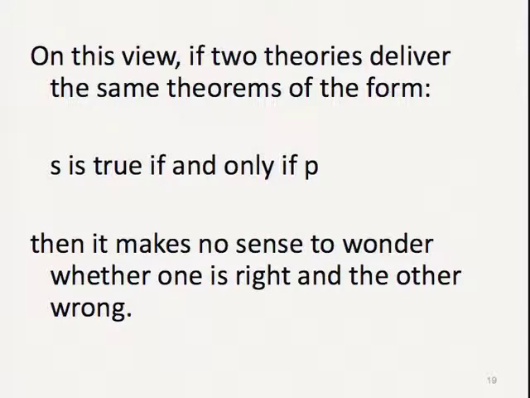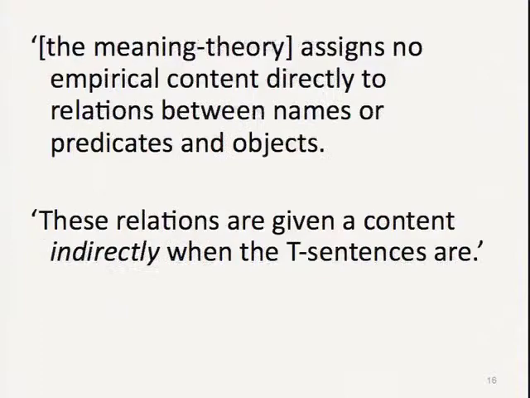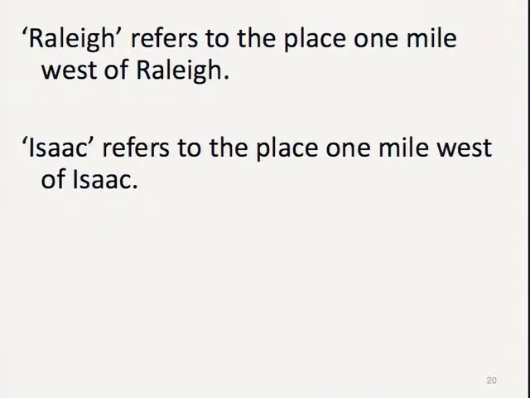So on this view, if you've got two theories that are giving you the same SP pairings being cranked out, but maybe different sets of gadgets up in the axioms, then there's no difference between the two theories. If one's true, the other's true. So for example, take this little theory again with Raleigh and Isaac and fishes and smokes. Here's a different theory you could give for the same language. Suppose you say Raleigh doesn't refer to Raleigh. Raleigh refers to something quite different. The name Raleigh refers to the place that's 1 mile west of Raleigh. That's a different axiom. And the name Isaac refers to the place that's 1 mile west of Isaac.